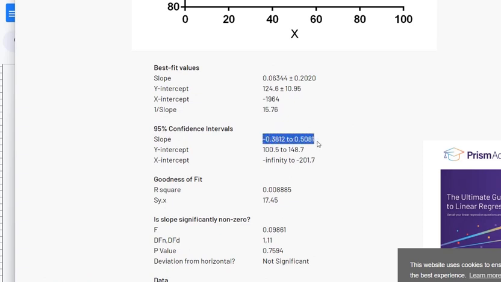If you have two positive numbers here, then it looks like your correlation is positive. It means the increase in one variable is causing an increase in the other variable. If both these numbers are negative, that means you have a negative correlation. That means the increase in one variable causes a decrease in the other variable.